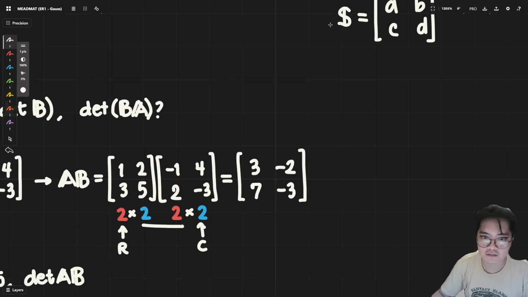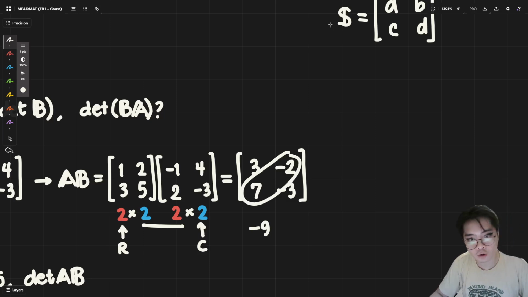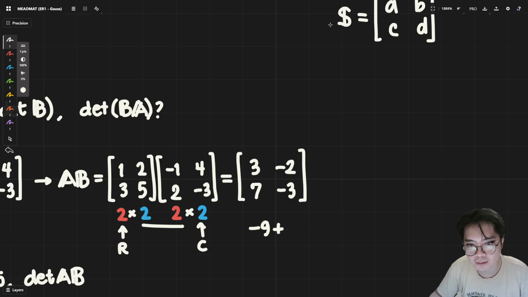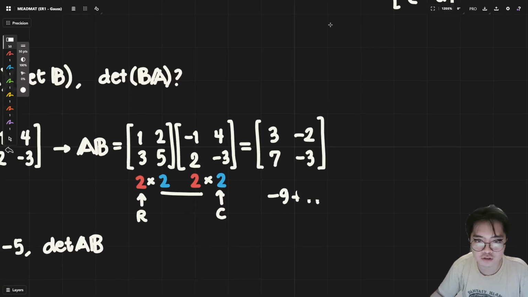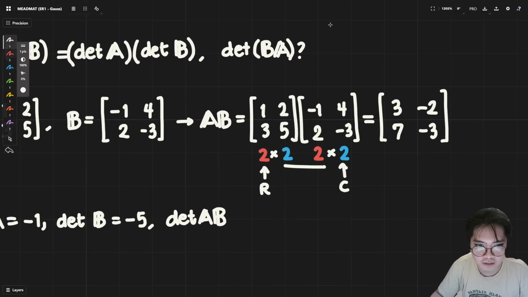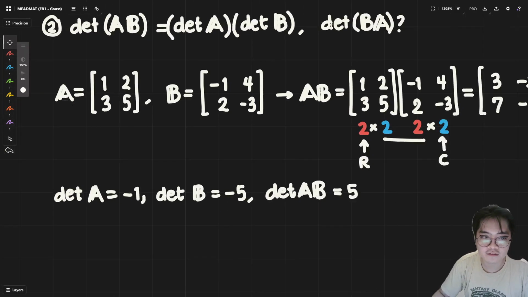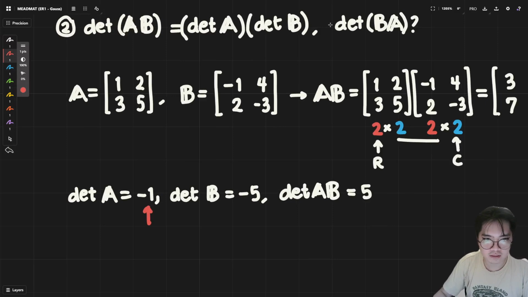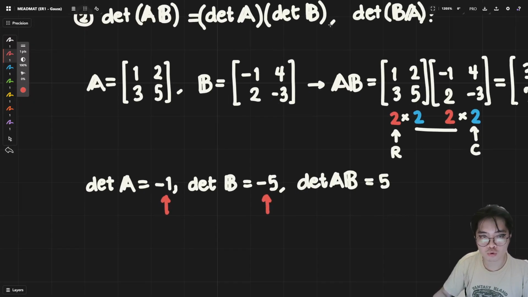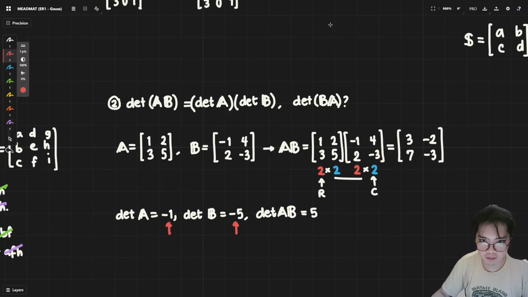Let's see if it works. 3 times negative 3 is negative 9. 7 times 2 is negative 14. But because it is going up, it will be positive 14. And surprise, surprise, negative 9 plus 14 is indeed 5. So that means your 1 and your 2, they are indeed the same.